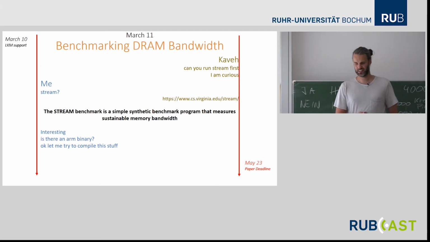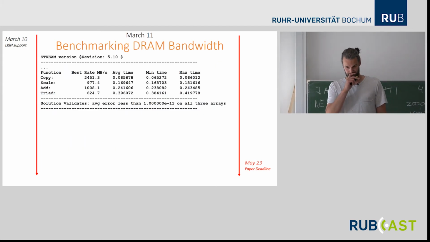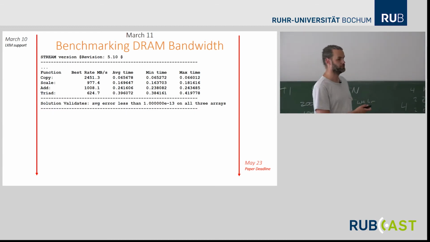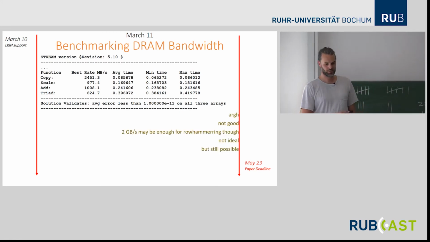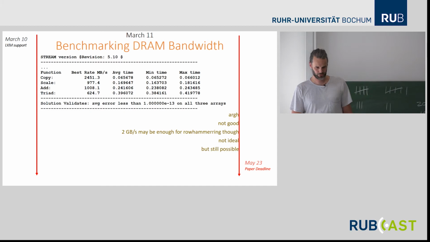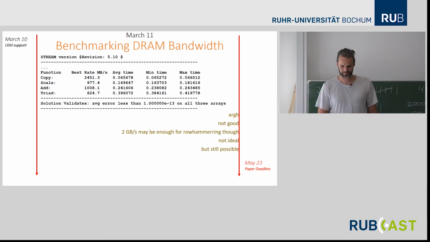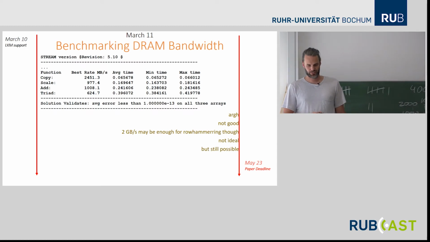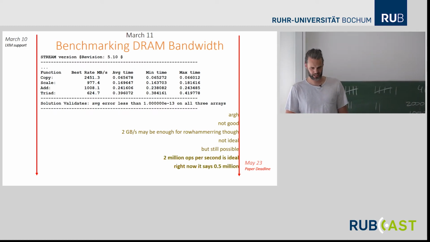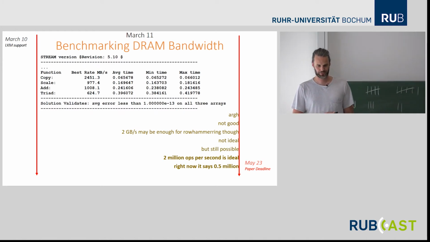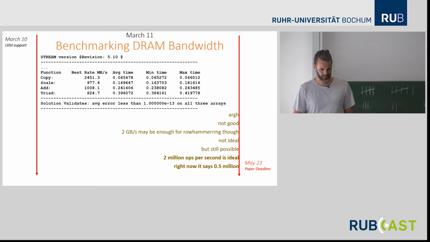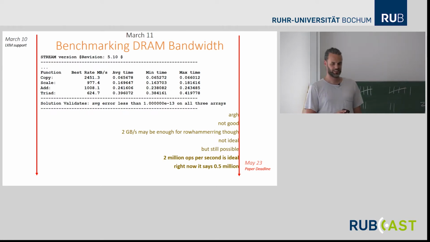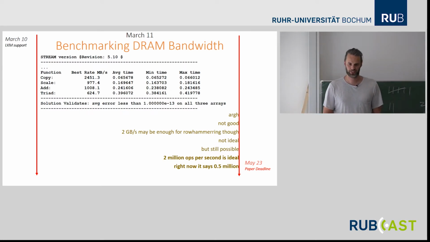It's an ARM binary. Let me try to compile it. And I sent him this. I had absolutely no idea what this means. But there were some numbers, and it was not good, according to Kave. 2 gigabytes per second might be enough, but it's not ideal. Still should maybe work. And then he said 2 million operations per second is ideal, and right now it's 0.5 million. That was very comforting, very promising to continue working on this.